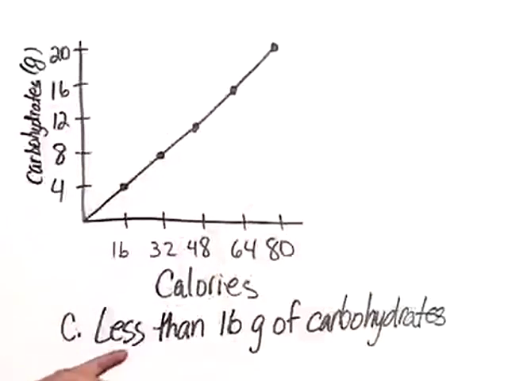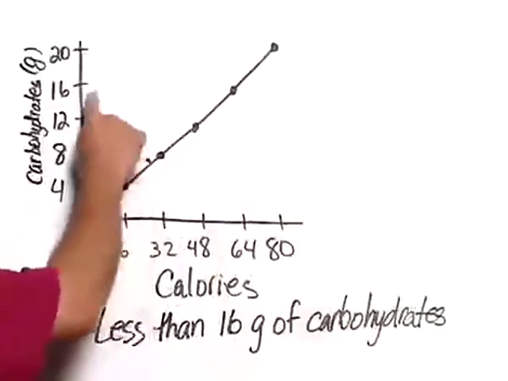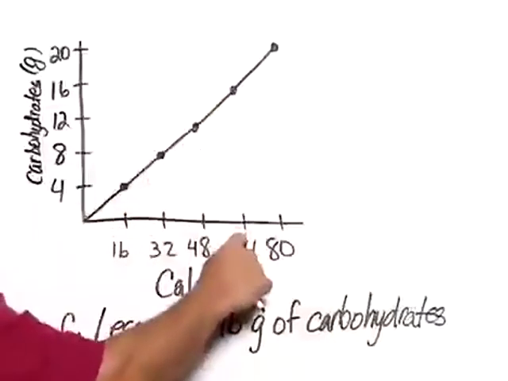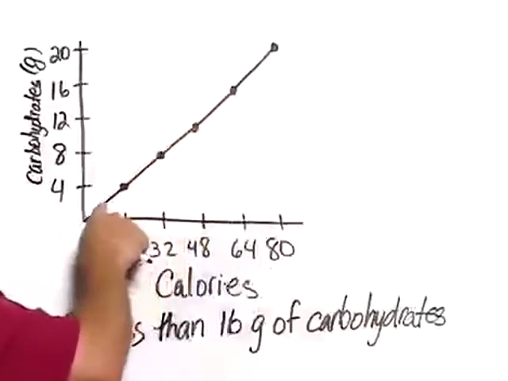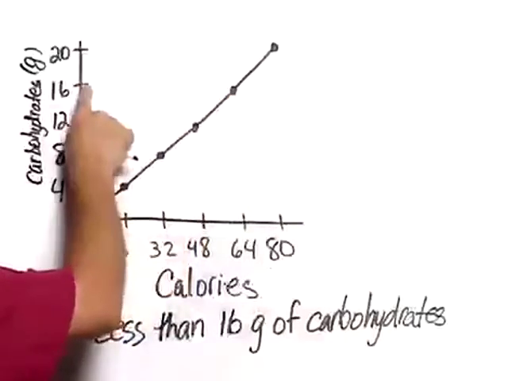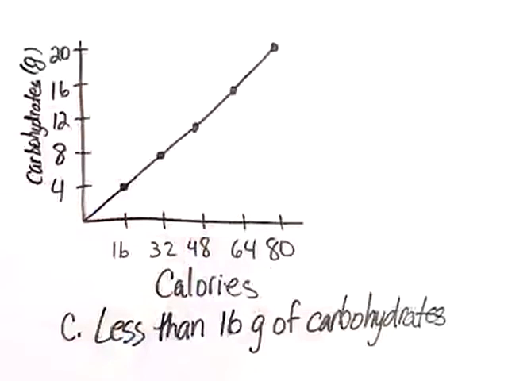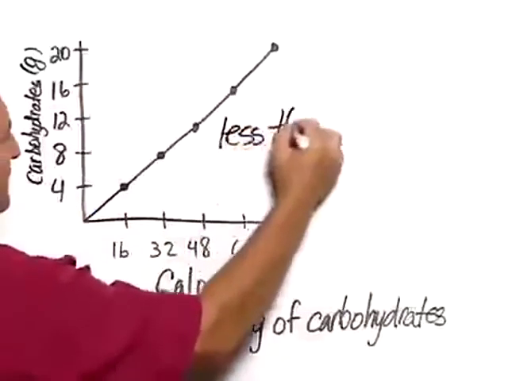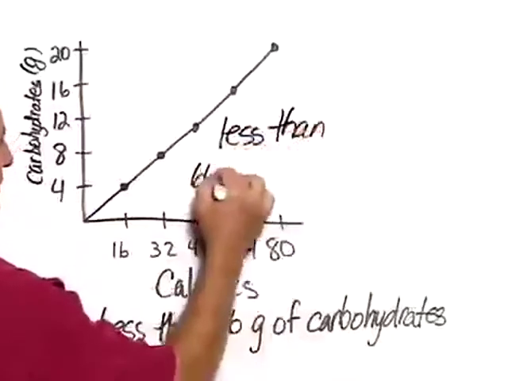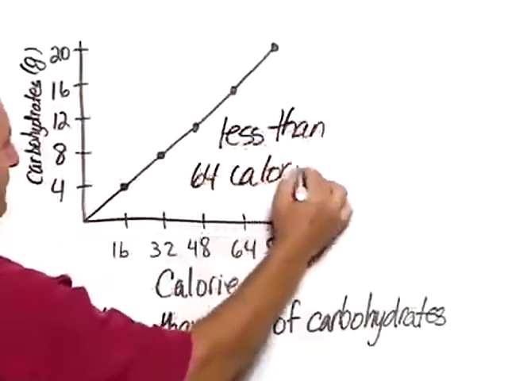C, less than 16 grams of carbohydrates. Once again, our key point is 16 and 64. So this portion of the graph is below 16 grams of carbohydrates. And therefore, what we're looking at is less than 64 calories.